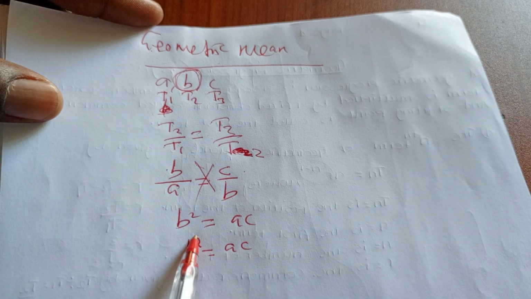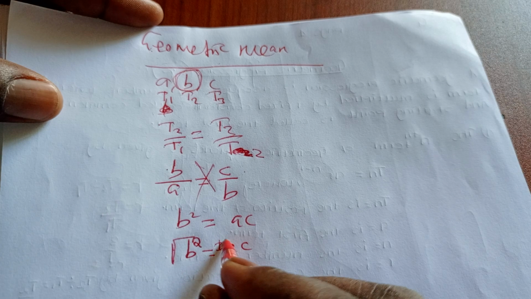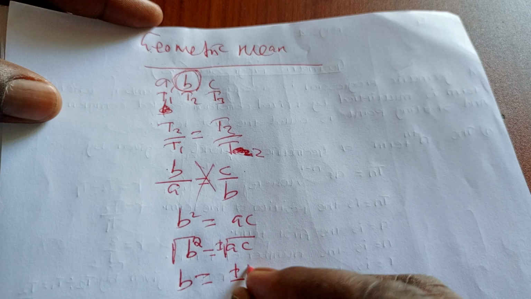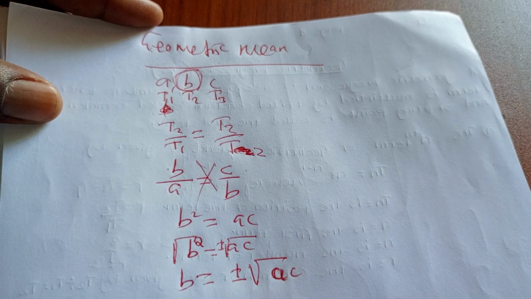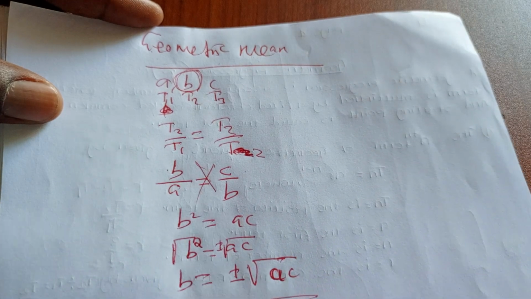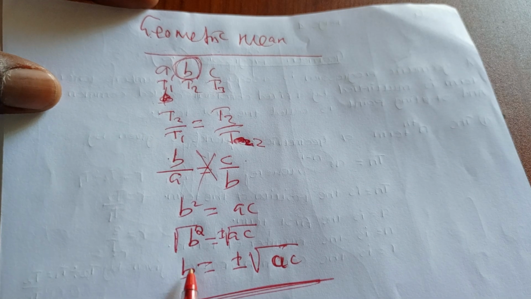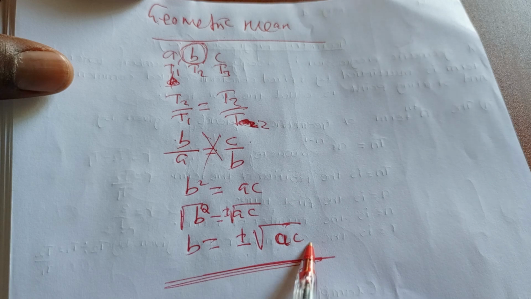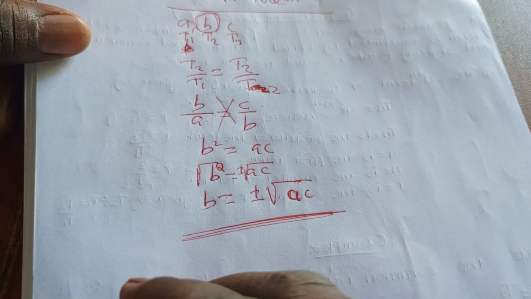So we want to find the value for b. So we're going to put square root here. Then don't forget you put positive or negative square root of this. So it will be b is equal to positive or negative square root of ac. This is the formula for geometric mean. So if you want to find a geometric mean, we use this formula. We say b is equal to positive or negative root of a times c inside. Good. Then the sum to infinity.